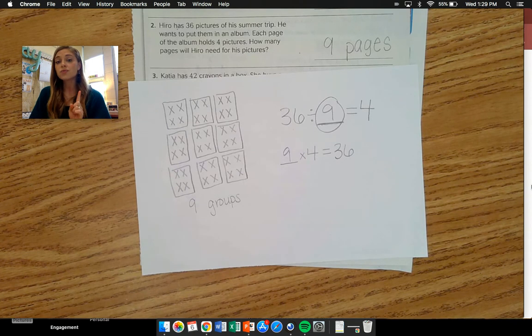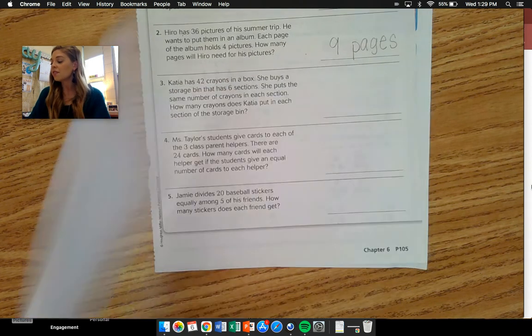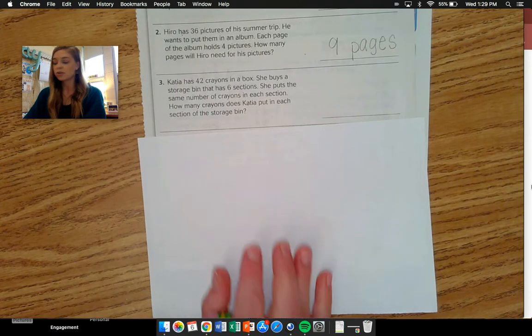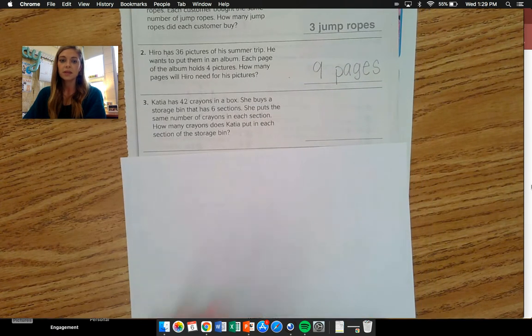Let's go ahead and do one more problem, and let's solve it using multiplication first. Let's not draw a picture for this problem first. It says that Katia has 42 crayons in a box. She buys a storage bin that has 6 sections. She puts the same number of crayons in each section. How many crayons does Katia put in each section of the storage bin?